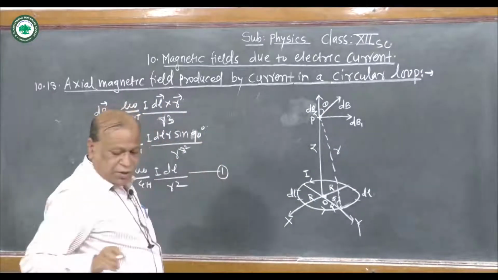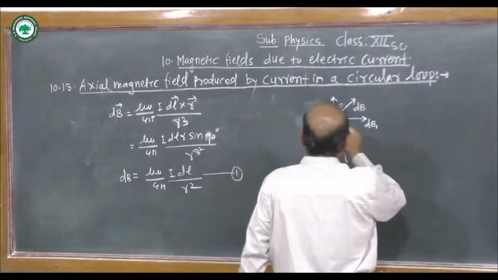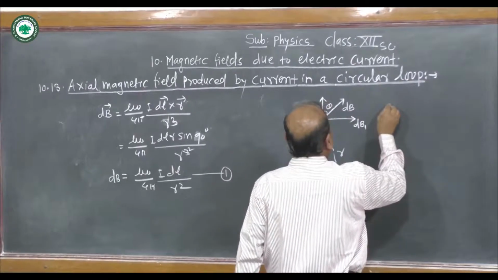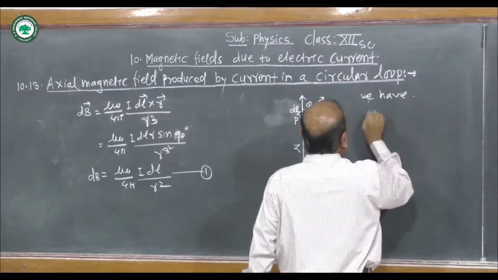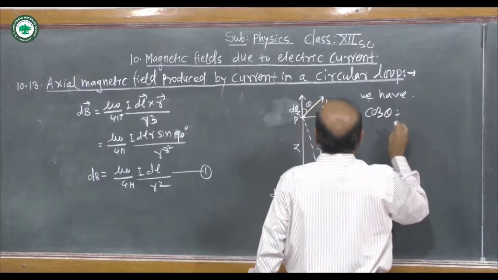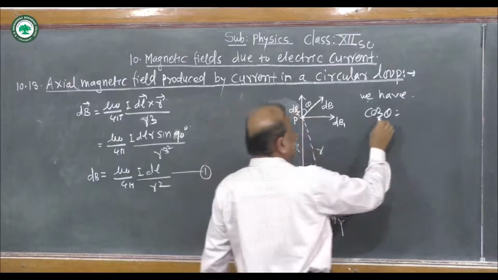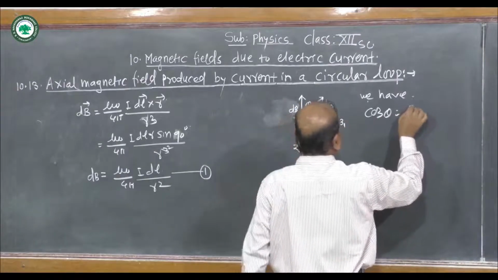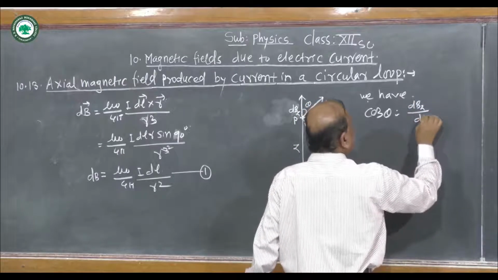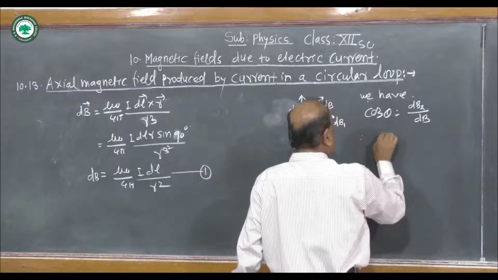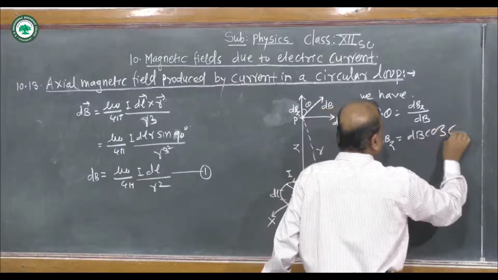And now this component that we consider here, cos theta. Considering this angle, this is theta, therefore this angle is again theta. Cos theta is equal to dBz divided by dB, and therefore dBz is equal to dB cos theta.